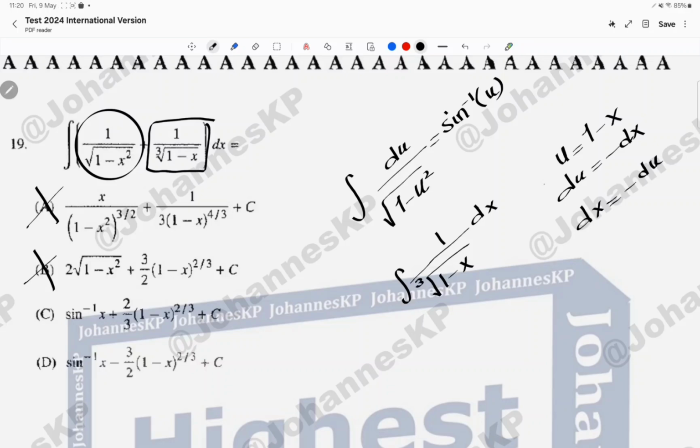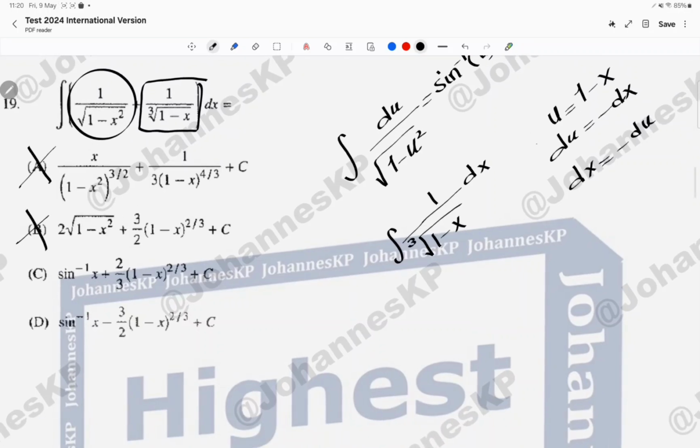Agree? Okay. Now replace 1 minus x with u, and replace dx with minus du. I don't like to integrate when something is in the bottom. So right now it's u to the power of third. If you take it to the top, let's put that negative on the outside: u to the power of negative one third du. How would you integrate that?